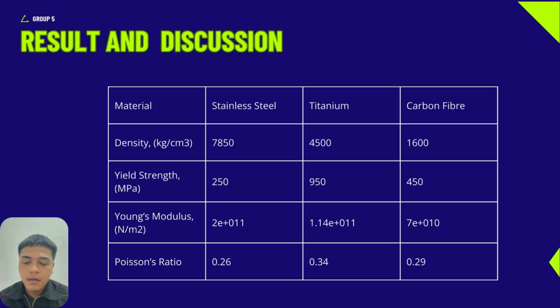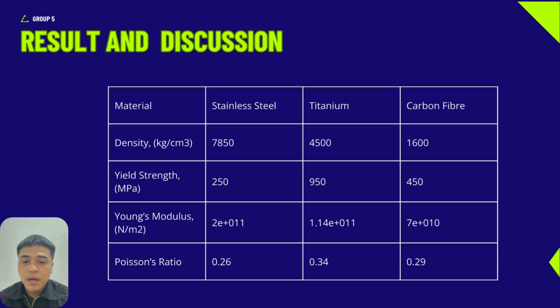Okay, at this slide, the table is about the material properties, which is there are three material: stainless steel, titanium, and carbon fiber. Okay, first we go to the density.